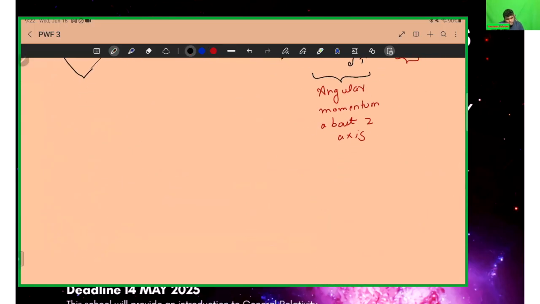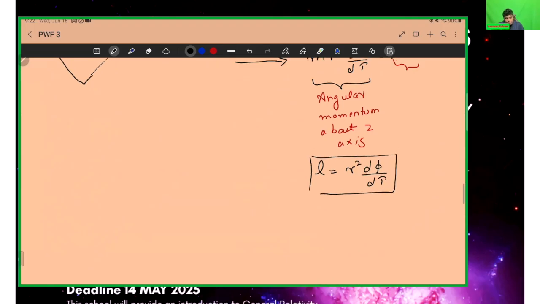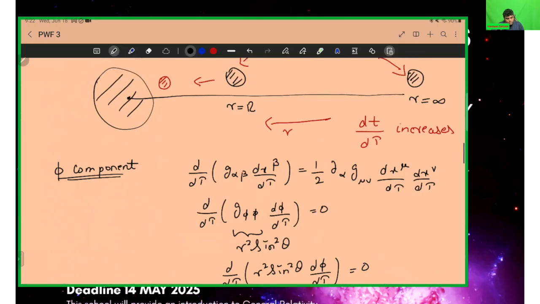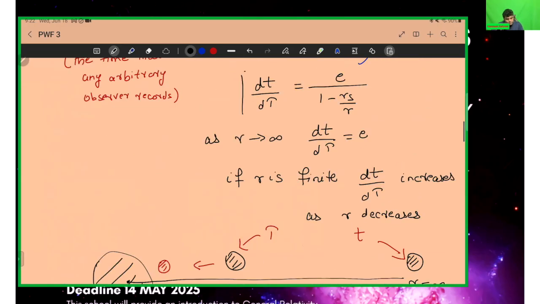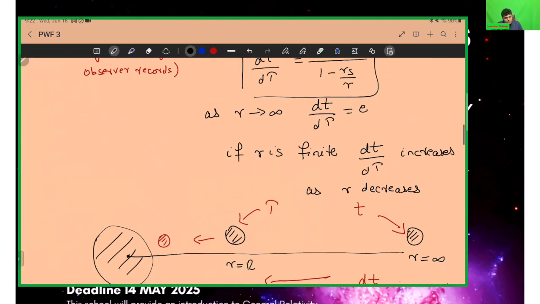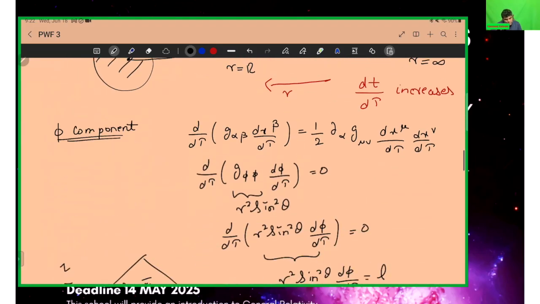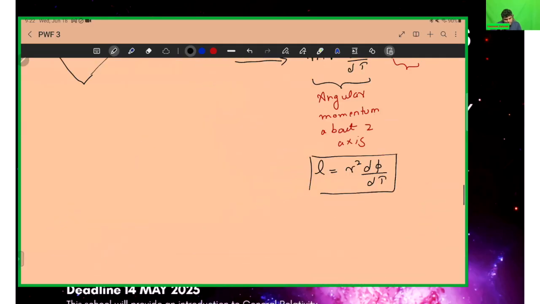So just remember that this l is defined like this. We will need this particular equation later. And there's another equation that we derived earlier. We will also need that equation. That equation is this. Sorry, this equation. So let me copy this equation from earlier for later use.